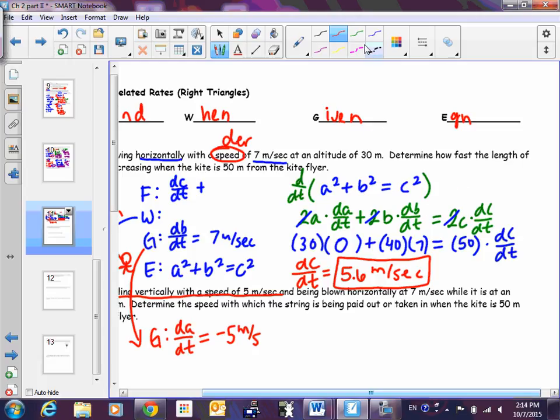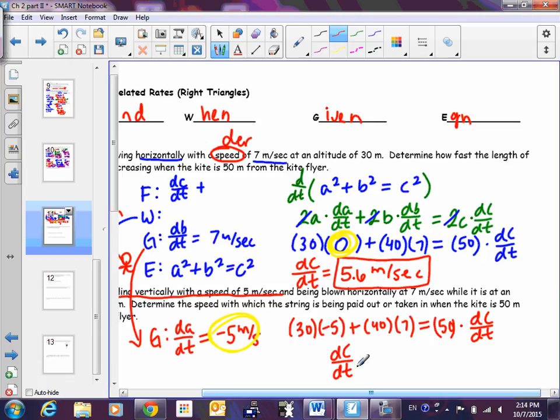So the only thing it really does is this 0 right here needs to be replaced with negative 5. That's the only difference. So that's going to be 30 times negative 5 plus 40 times 7. So 50 times dC over dt. So go ahead and solve this out for your new dC over dt, and pay attention to whether your answer is positive or negative. That's going to tell us about, is the string being paid out or taken in.